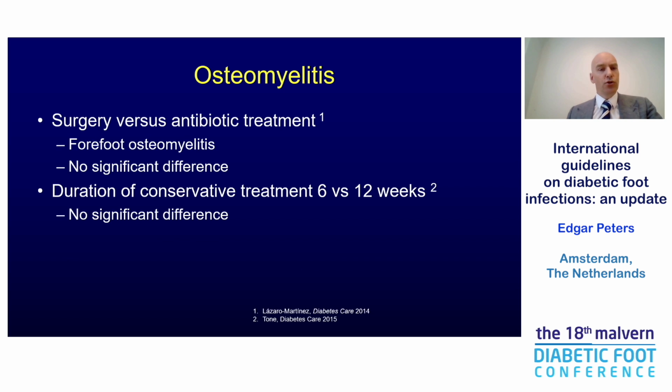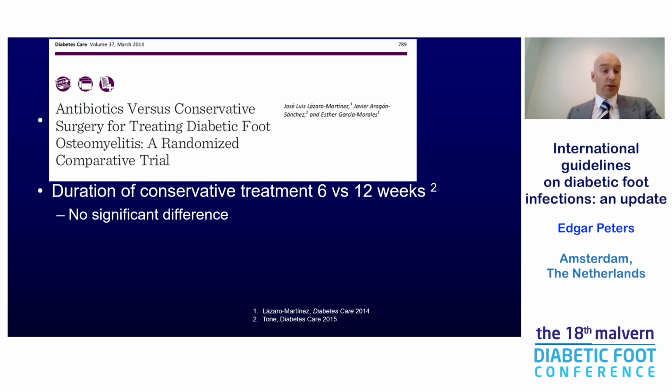I'd like to highlight two of the trials that were looked at. One of them is an RCT of surgery versus antibiotic treatment in patients with forefoot osteomyelitis that did not require immediate surgery. The reasons for surgery could be that somebody had an abscess or a necrotizing infection or protruding bone or something like that. So these patients did not have any of those things. And the results: the Spanish authors did not find a significant difference between the two groups.